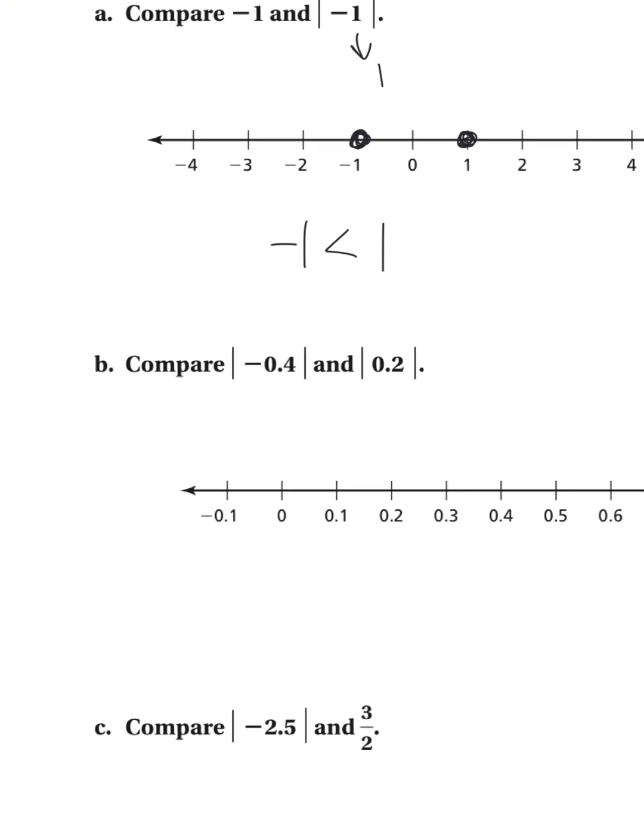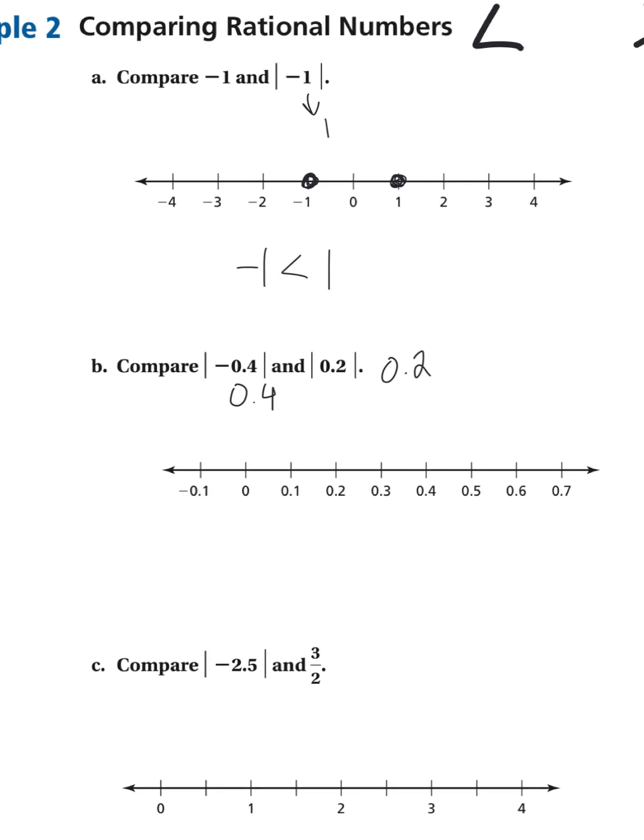All right, absolute value of negative 0.4 is just 0.4 or 4/10. Absolute value of 0.2 is still going to be 0.2 or 2/10. So 0.4 is right here, 0.2 is right here. Because 0.4 is farther right, it is greater than 0.2. 4/10 is greater than 2/10.